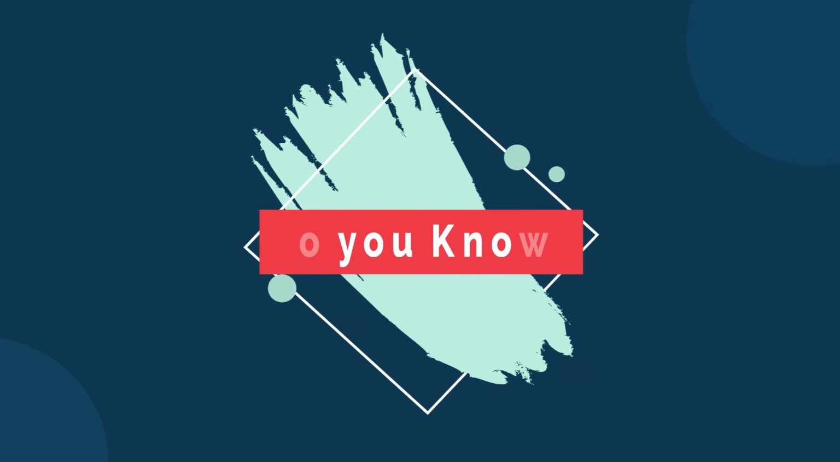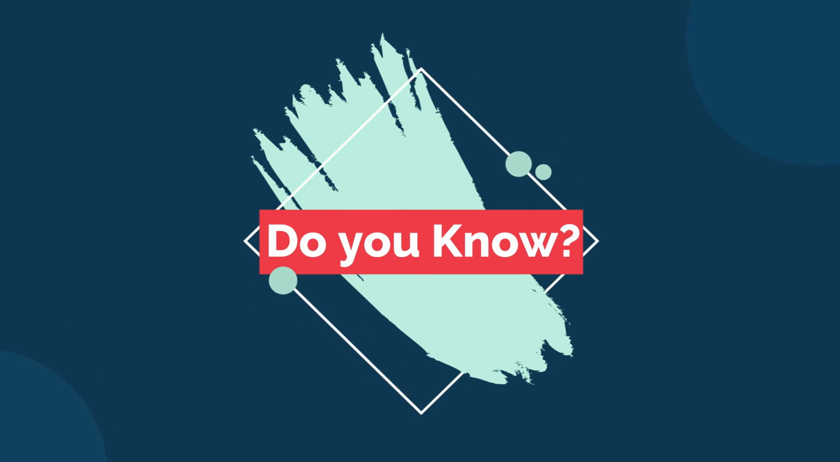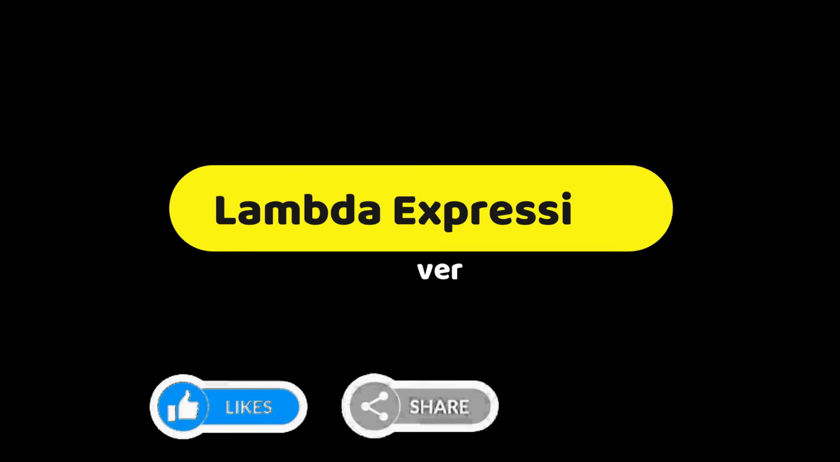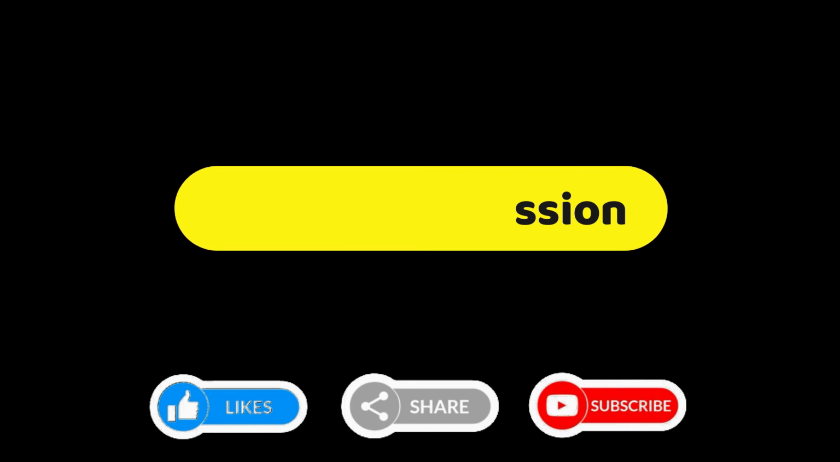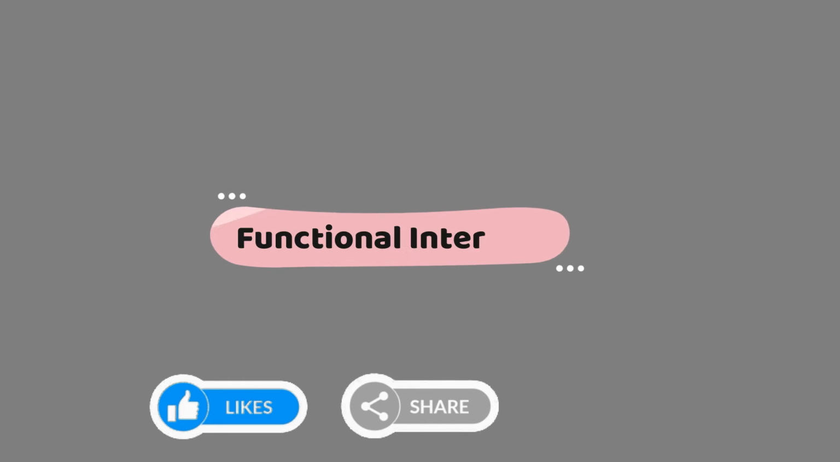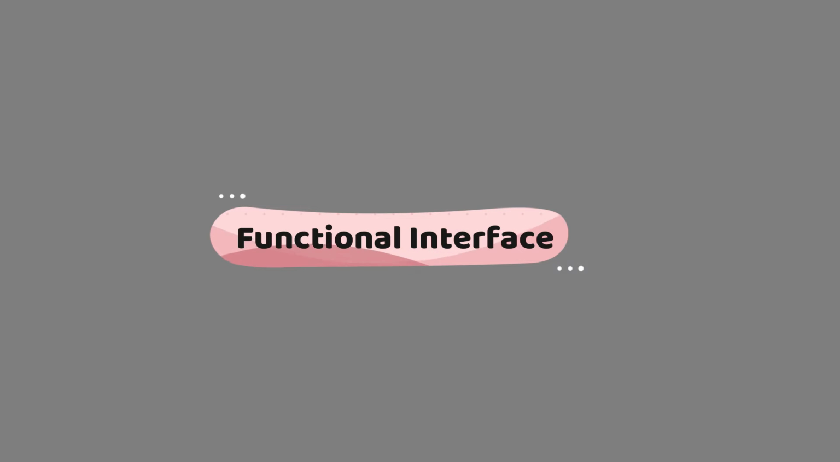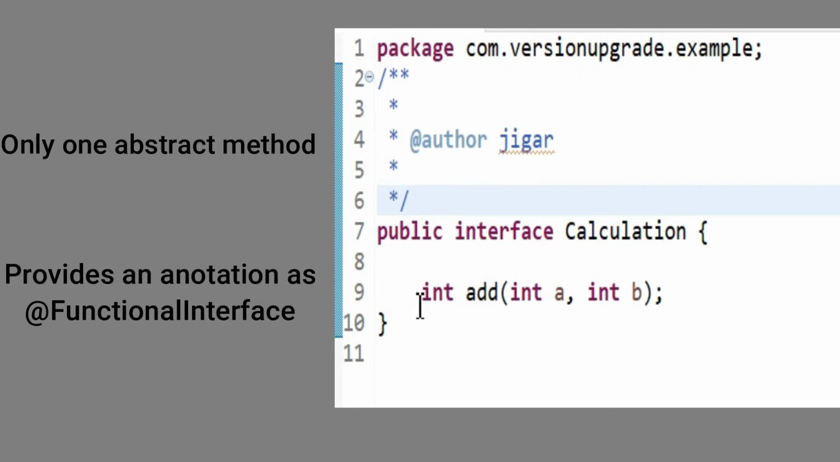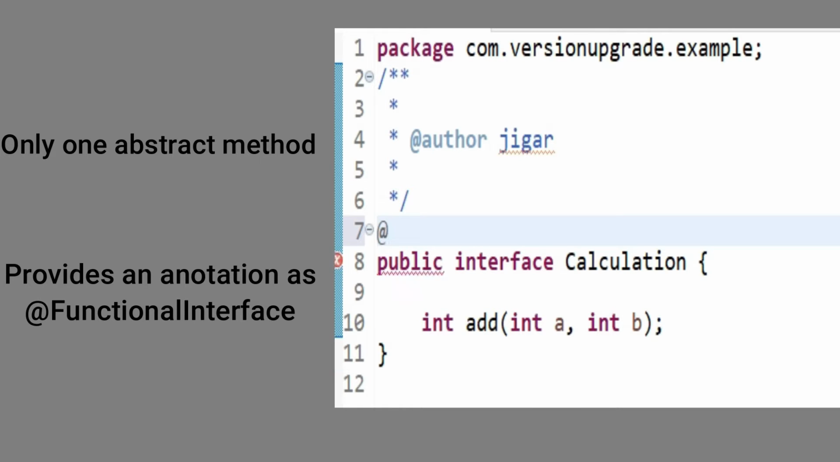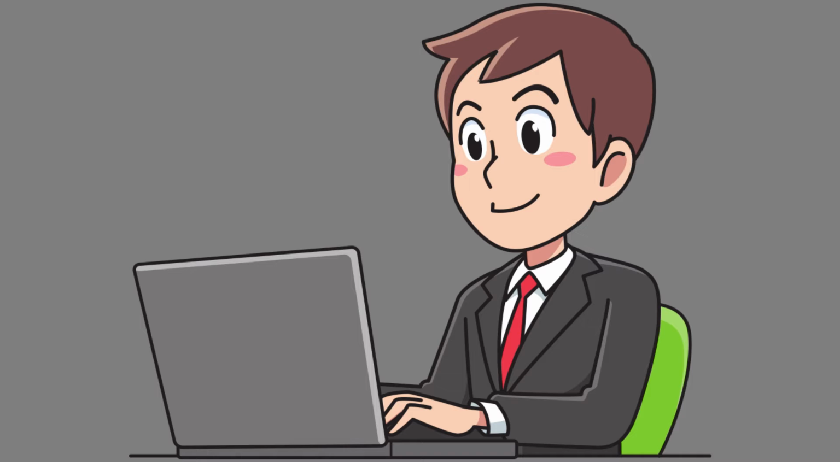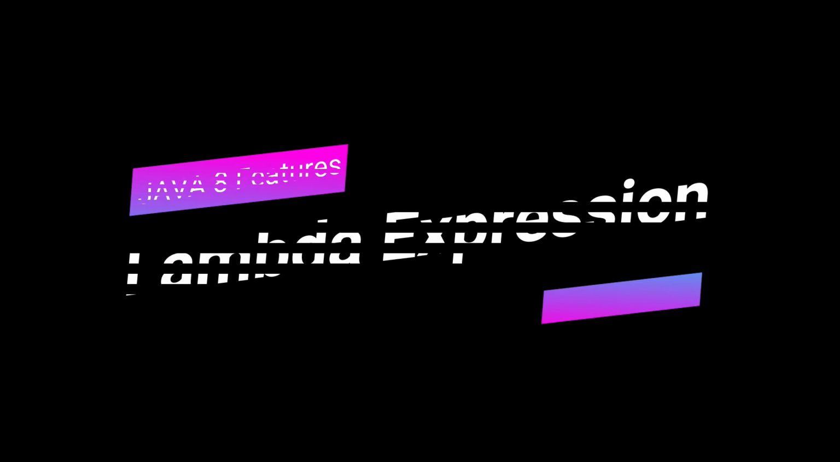Do you know Java can support functional programming via the Lambda expression? That's why they have introduced the functional interface in Java. When an interface has only one abstract method, it is called a functional interface. Java provides the annotation @FunctionalInterface, which is used to declare an interface as a functional interface. Clear? So now let's talk about the Lambda expression.